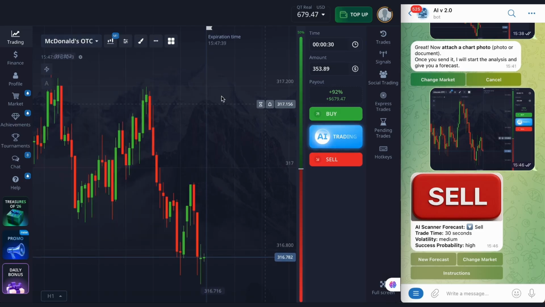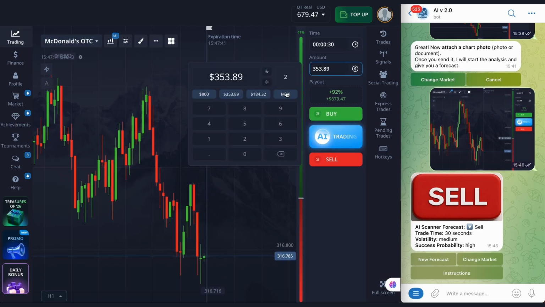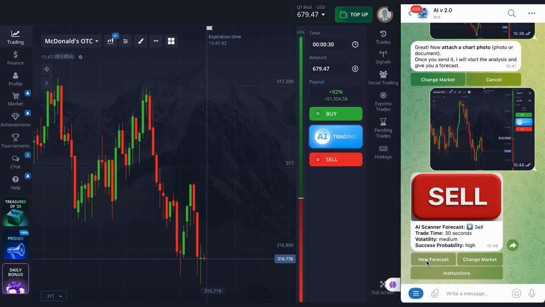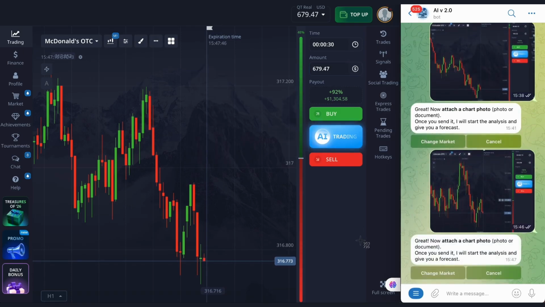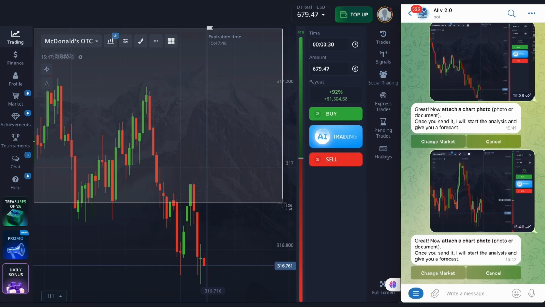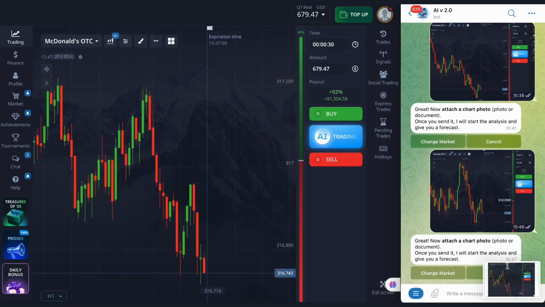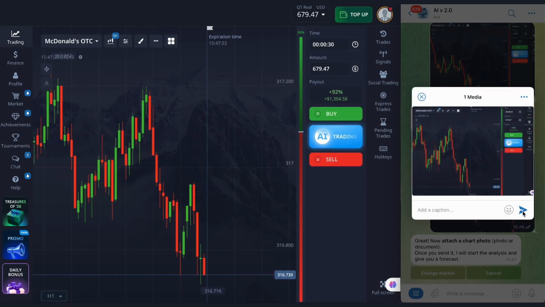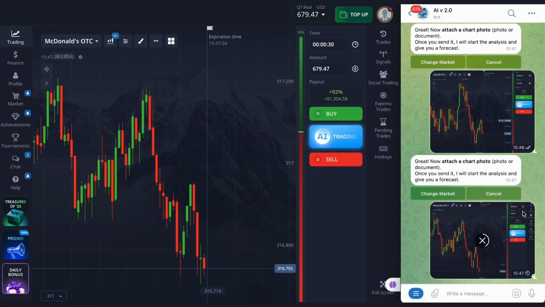Our first stock for today is going to be McDonald's OTC, setting my risks on maximum. Let's go ahead and take our new forecast for the next trade. McDonald's OTC, ladies and gentlemen. Alright, we're gonna go ahead and attach a screenshot to this chart and see how this is gonna play out, ladies and gentlemen. Is this gonna be a buy or sell?